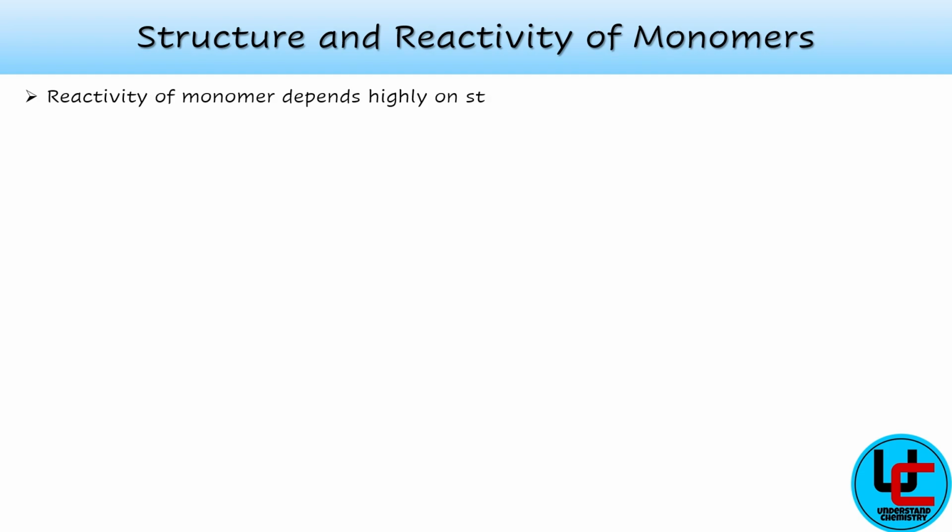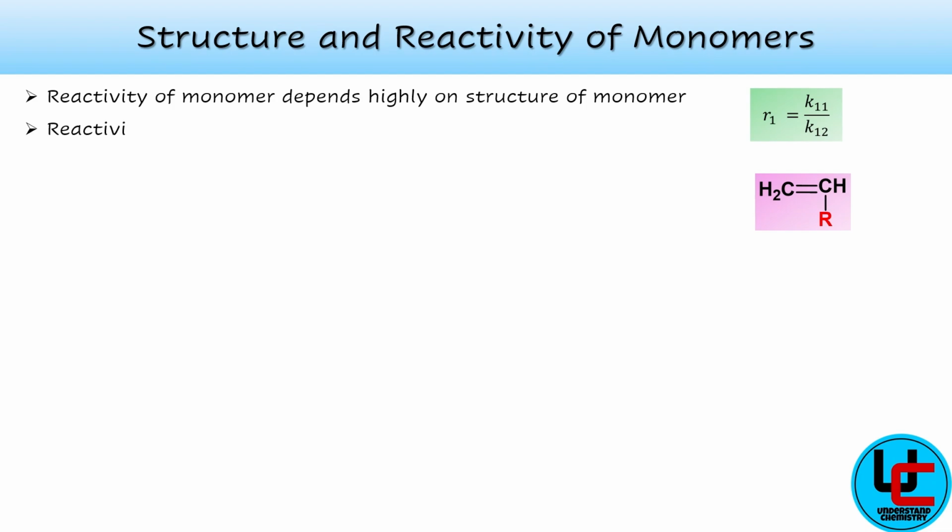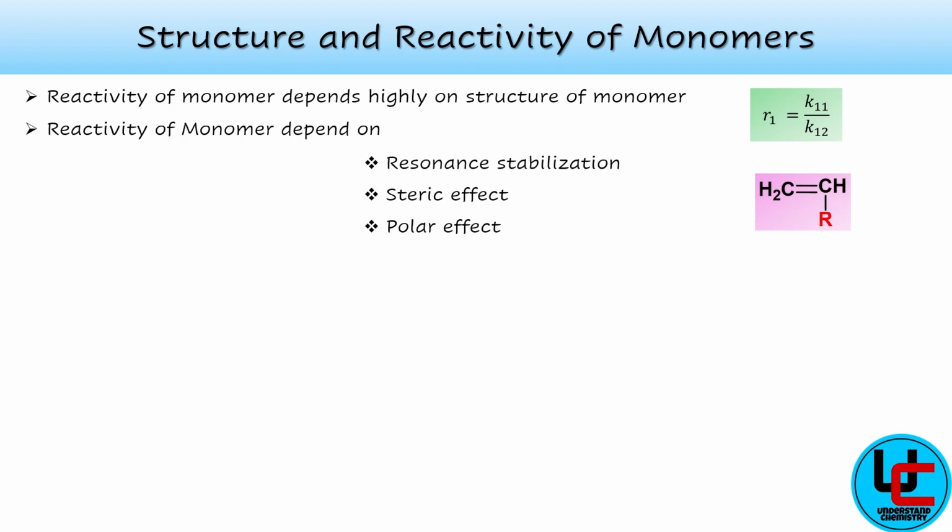Most vinyl monomers share a common structure, a carbon-carbon double bond with one substituent attached. It's this substituent, the group attached to the vinyl backbone, that makes all the difference in how reactive a monomer is toward a growing radical. The reactivity of a monomer depends on several key factors. These are resonance stabilization, steric effects, and polar effects.